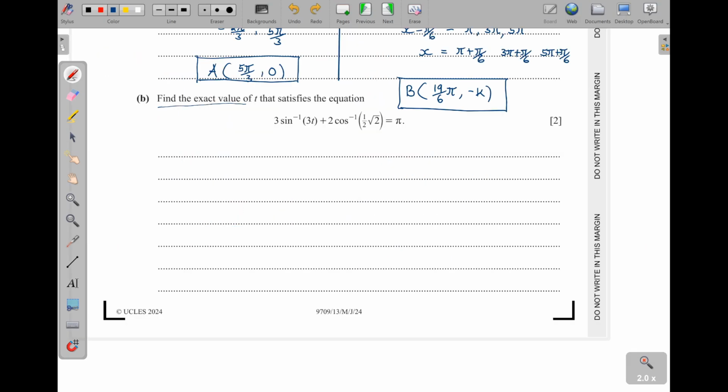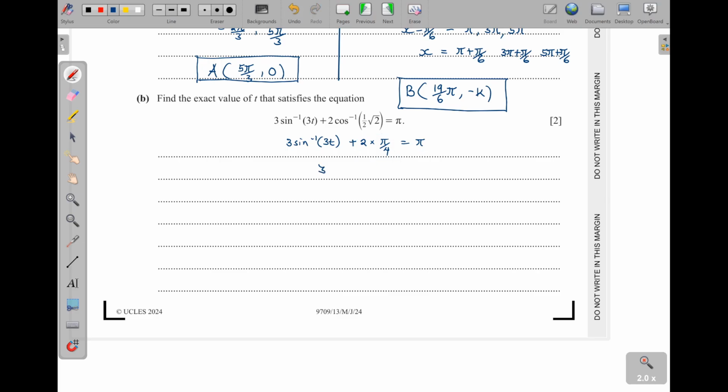Then part B, find the exact value of t that satisfies this equation. I will begin with the arc cos of root 2 over 2. That will be 45. But here you're not going to write 45. You will write pi over 4. Now, this is 45 times 2, that is pi over 2, which is 90. When I take it this side, it will subtract from that, so 180 minus the 90, you'll get 90.